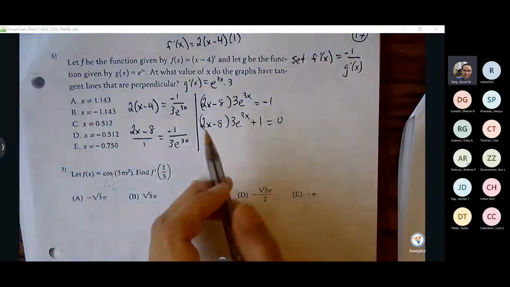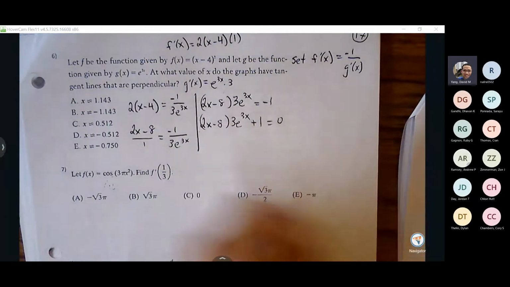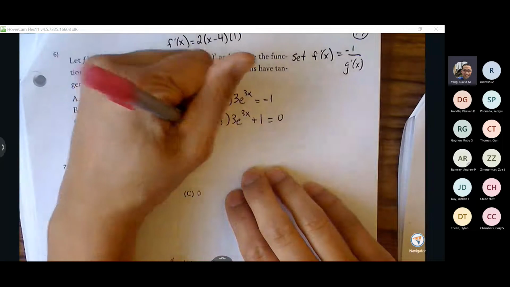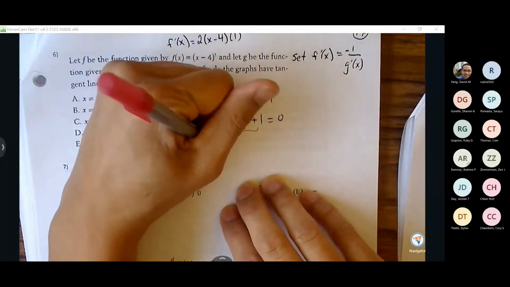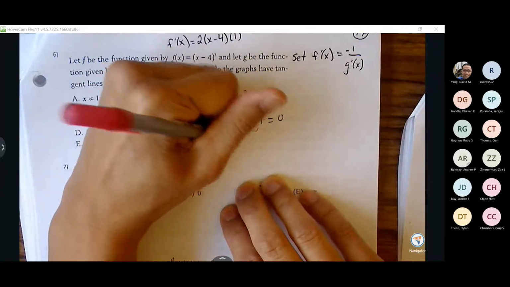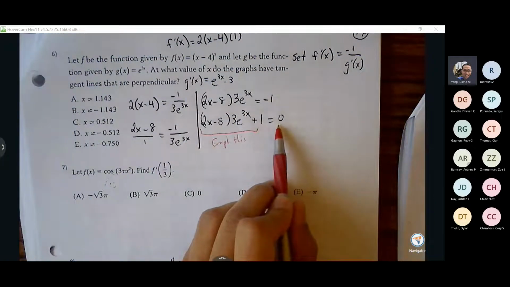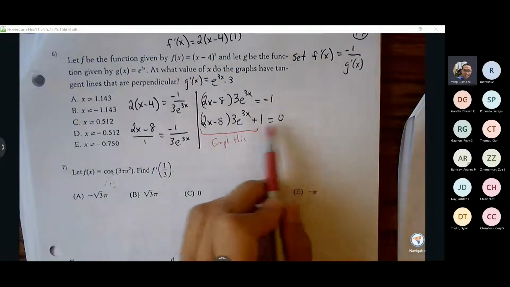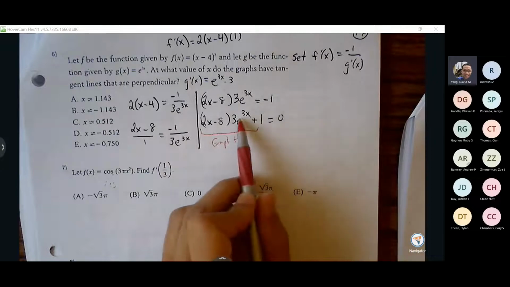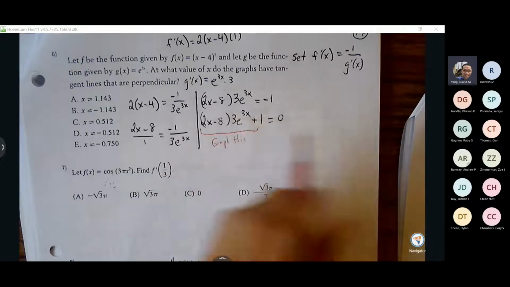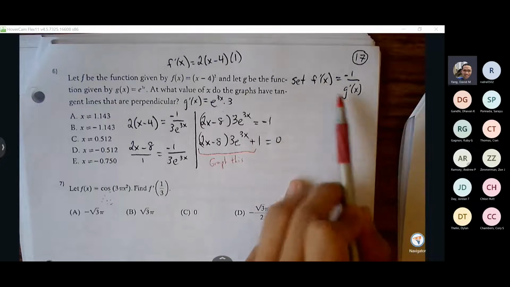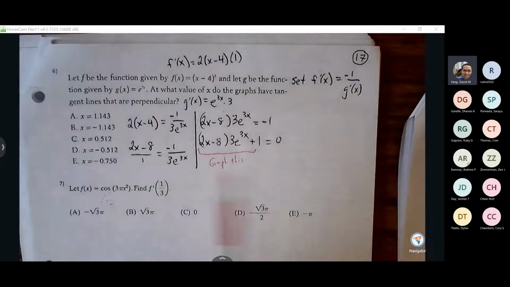All right, so that's really messy here, but what I can do is I can just graph this and look to see where this graph is going to cross the x-axis. Wherever it crosses the x-axis means I've solved for x that will make this equation true. And once I solve for x, I have found the value that can work.